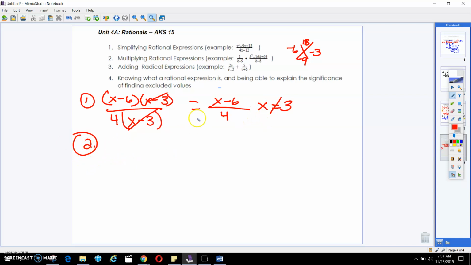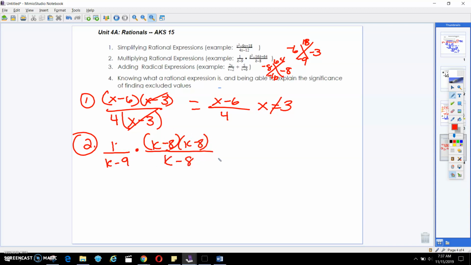All right, so on number 2, we're going to multiply these expressions. The first thing I'm going to do here is factor. So what is my a times c? 64. What is my b? -16. So what 2 numbers will make that happen? -8 and -8. So this will be k, 1 over k minus 9 times k minus 8 times k minus 8 all over k minus 8.